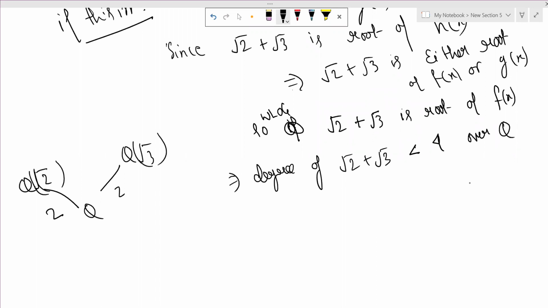Since root 3 is not here and root 2 is not here, over this Q root 2, this Q root 2 root 3 is a 2 degree extension. Since root 3 is not here, x square minus 3 will be the minimal polynomial for this. So this is Q root 2 comma root 3. This is also 2. So this extension will be of degree 4. That's why the degree of root 2 plus root 3 must be 4. But what can be another way to prove this?